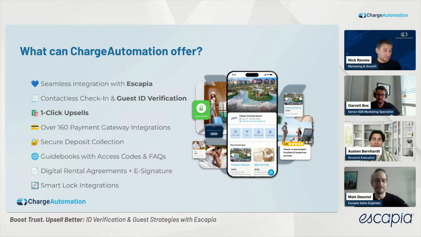Okay, so let's start off with what Charge Automation is first. Charge Automation is a guest experience platform, which basically takes you from the whole check-in to check-out experience. Most importantly, we have a seamless integration with Escapia, which is obviously very important. But we also offer guest ID verification. We have a whole series of ID biometrics. So not just ID verification, but we talk about payments, and validating who that guest actually is. We also offer upsells, payment gateways, deposit collection, guidebooks, etc. So a whole host of different features there. That is Charge Automation in a very short nutshell.